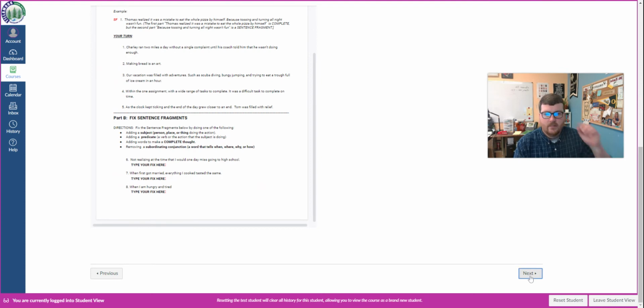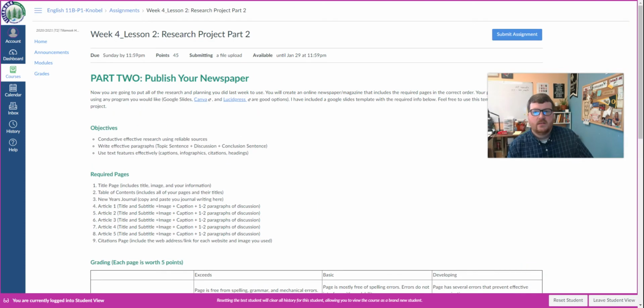The next assignment is kind of the big one for this week, and that's the second part of the newspaper project. So we've got, hopefully by now, a rough draft of sorts. We've got some articles we'd like to talk about. Hopefully we've picked our images, and now we are ready to put it all together.